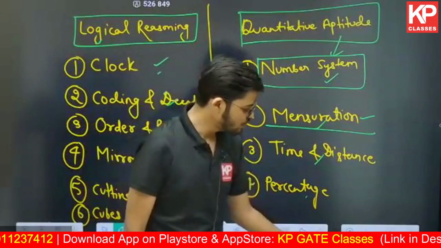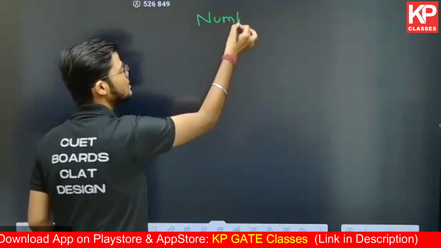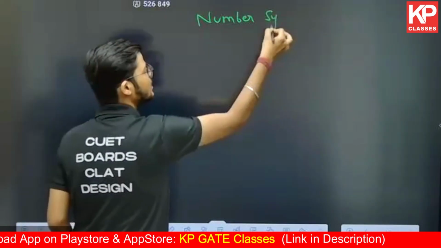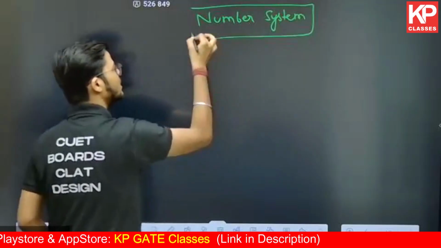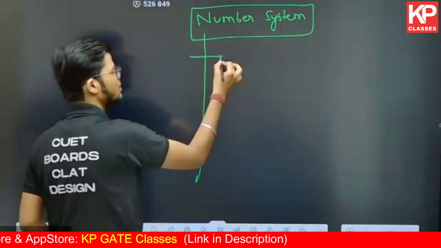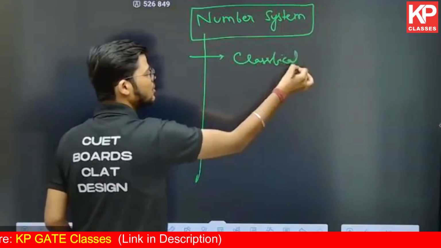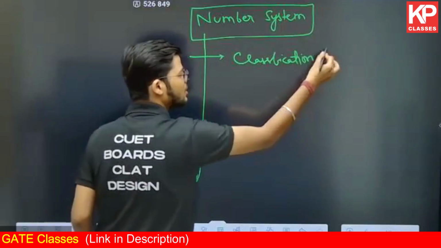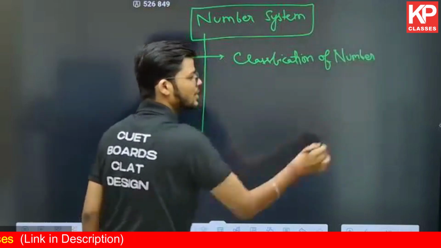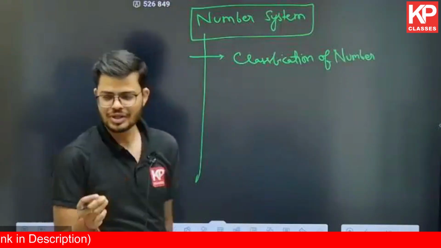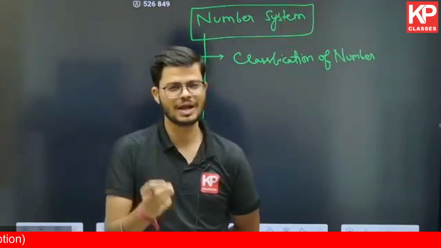Now when I talk about number system, we need to understand what things we need to understand. There are three things that we'll be talking about. The first is going to be classification of numbers. That means we need to have the basic idea about what types of numbers are there. For example, rational numbers, irrational numbers, then even numbers, odd numbers, composite numbers, prime numbers.